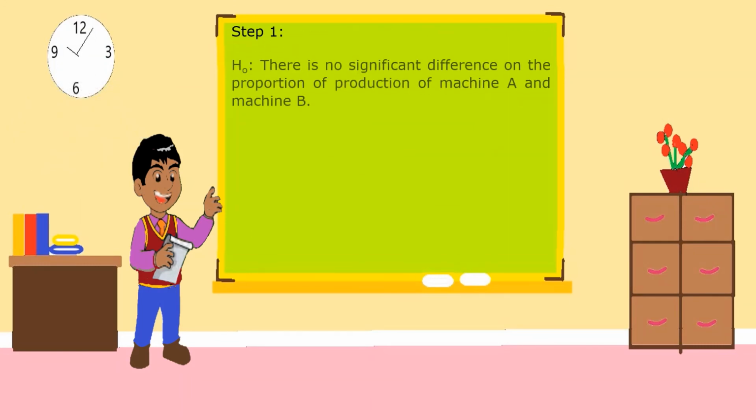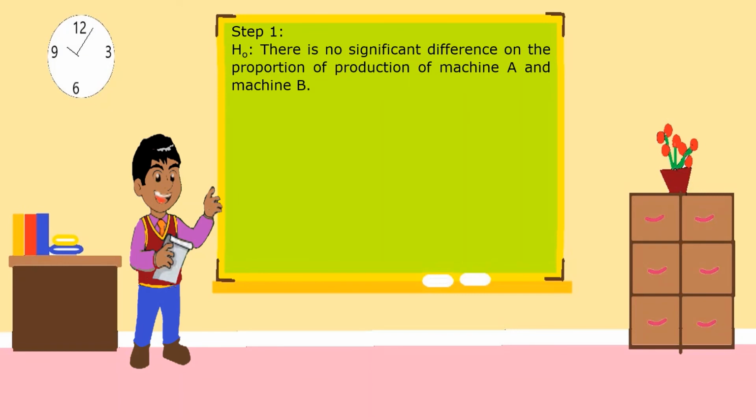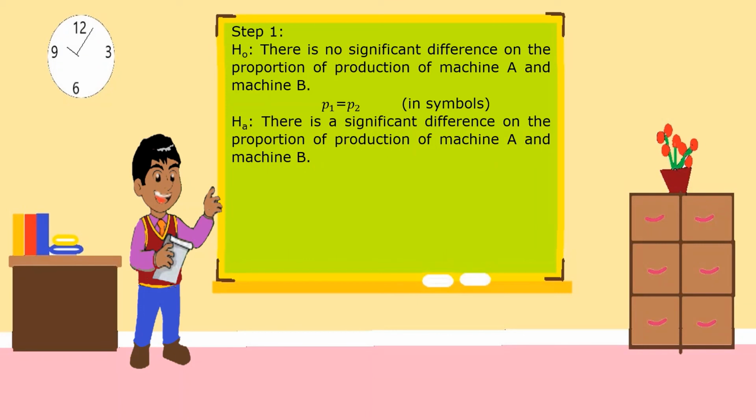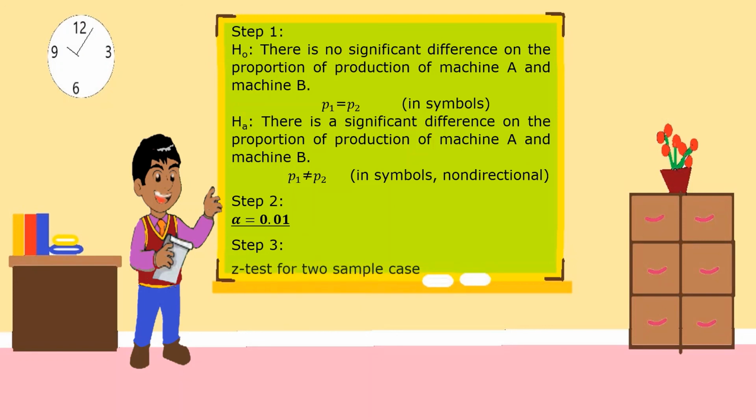Step 1. Null hypothesis. There's no significant difference in the proportion of production of machine A and machine B. This is the symbol. Alternative hypothesis: there is a significant difference in the proportion of production of machine A and machine B. And this is the symbol, and it is non-directional. Step 2. Our level of significance is 0.01. And step 3, our test statistic is the z-test for two sample case or z-test for independent proportions.